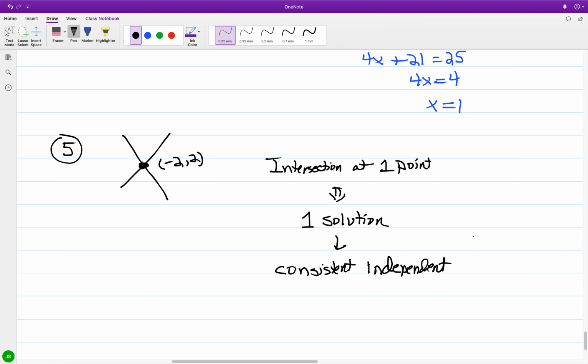Okay, meaning one expression has its own graph and the other one has its own graph, so you have consistent, independent, with intersection at one point. In this case we have a unique solution. And this is where (x, y) is equal to (-2, 2), so x is at -2 and y is at 2.